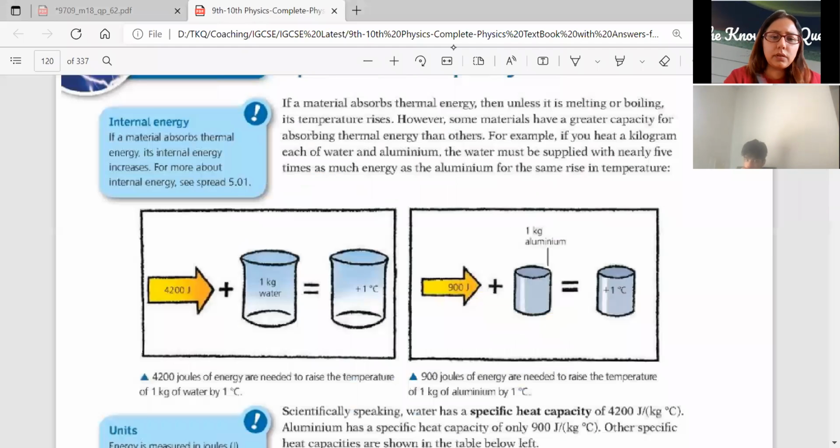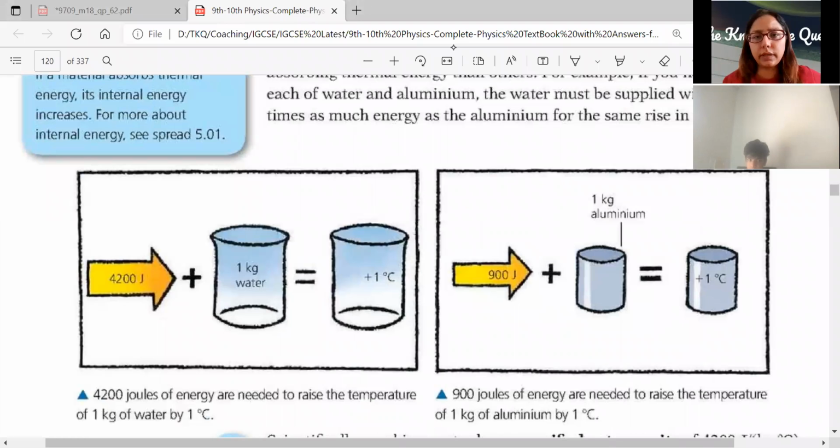Now, suppose you have 1 kg water, right? And you want to increase the temperature of that water. Suppose this water is at 25 degrees Celsius, okay? And you just want to increase the temperature by 1 degree. So what is the new temperature now? You want to bring it to 26 degrees. So only a certain amount of heat will be required for 1 kg water to increase the temperature from 25 to 26 degrees.